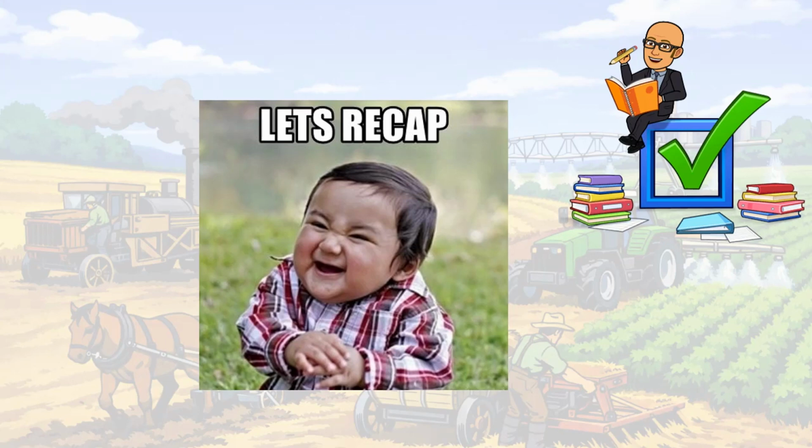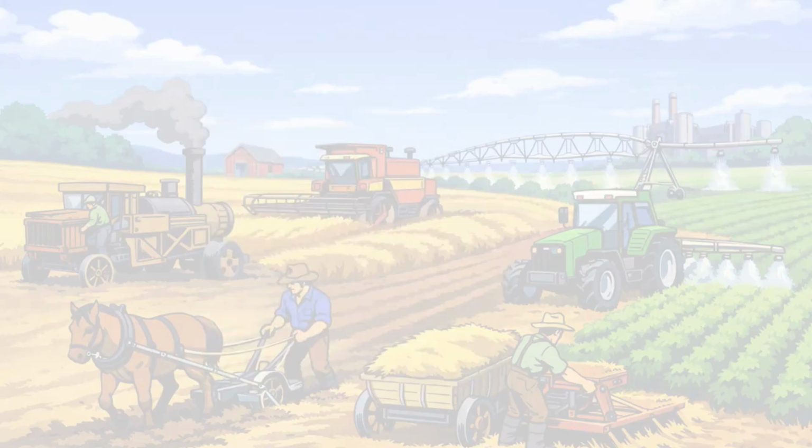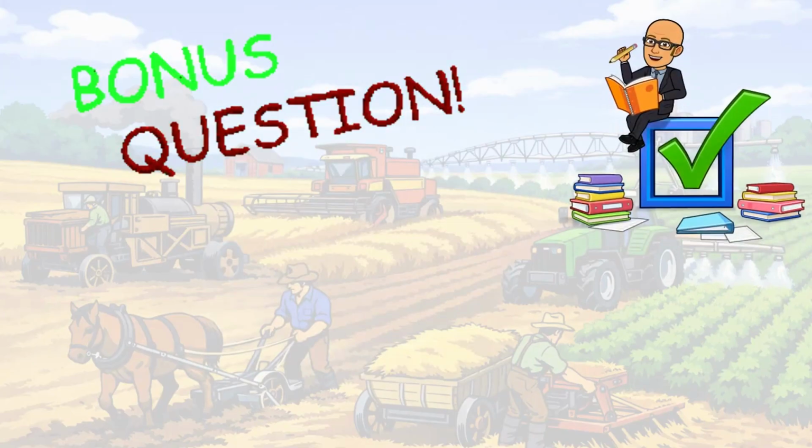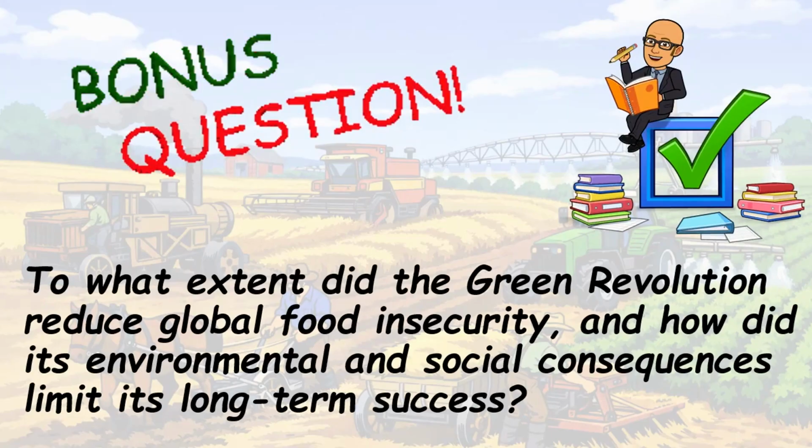So now that your brain is warmed up, your neurons are activated, and it's time to level up and test if you were actually paying attention or just vibing with the baby meme energy. Here's the real thinker. To what extent did the Green Revolution reduce global food insecurity, and how did its environmental and social consequences limit its long-term success? This is not a list 3 facts and vibe question. You need receipts. You need evidence.